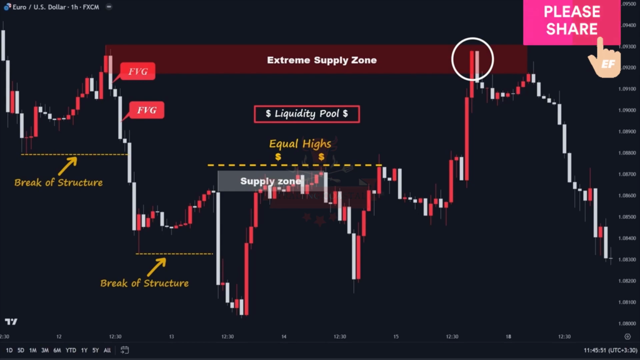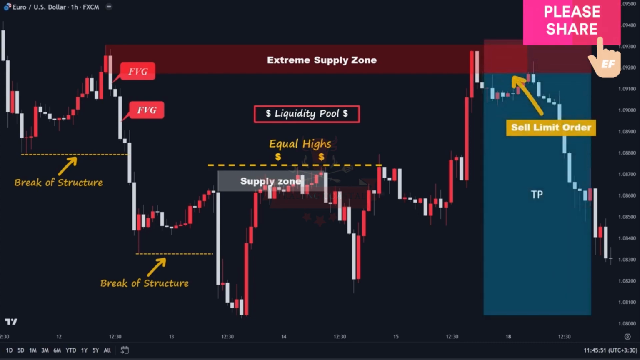smart money concepts. For example, we could employ the aggressive entry model by placing a sell limit order at the lowest point of the supply area. Alternatively, we can opt for a more conservative approach by seeking additional confirmation, such as waiting for the price to form multiple reversal patterns, like a change of character in the current or lower time frames.